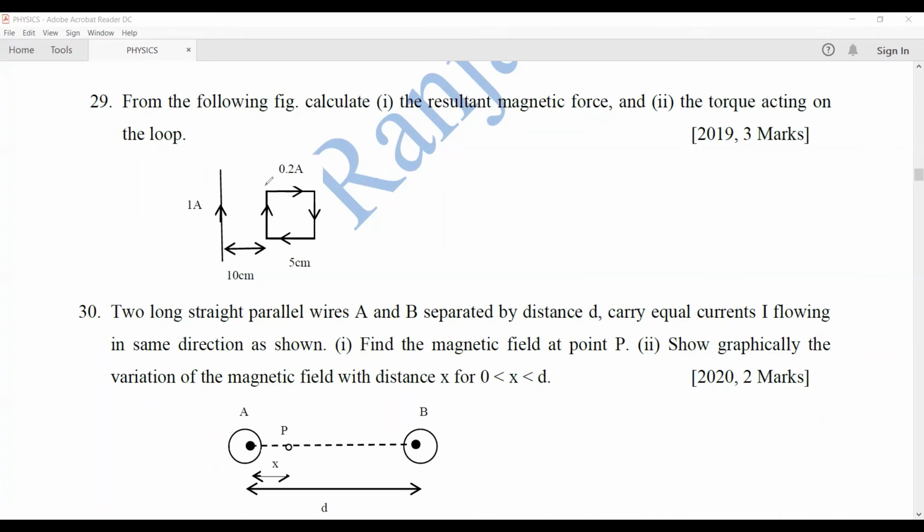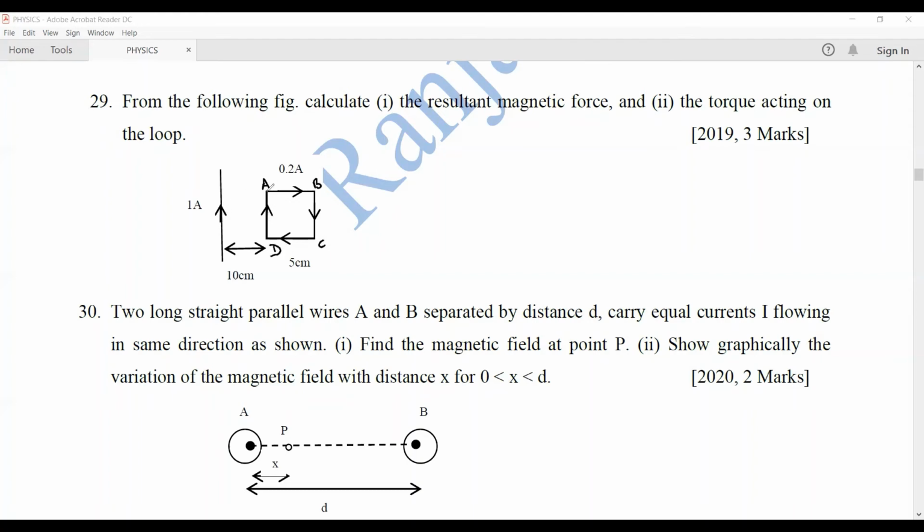Question number 29: from the following figure, calculate the resultant magnetic force and the torque acting on the loop. So first let's find out the force acting on the loop. There is a square loop ABCD which is near a current carrying wire.